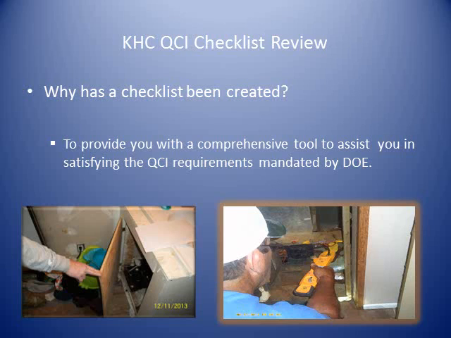The QCI is also required to demonstrate due diligence in performing all tasks required of a quality control inspector that are specified in the NREL job task analysis for a QCI and mandated by DOE. Kentucky Housing Corporation has created a detailed step-by-step checklist that outlines all procedures the QCI must perform to satisfy DOE requirements. In the next set of slides, we will go over this checklist in detail so as to help you understand how to effectively use this checklist and perform your duties as a quality control inspector in a manner that satisfies DOE requirements.